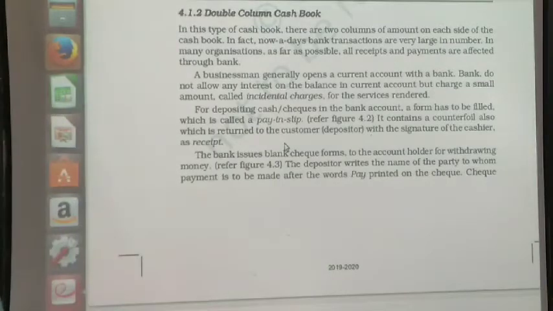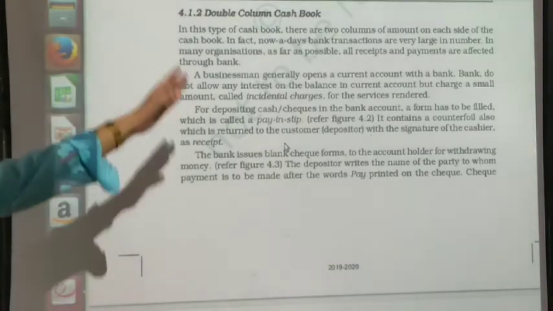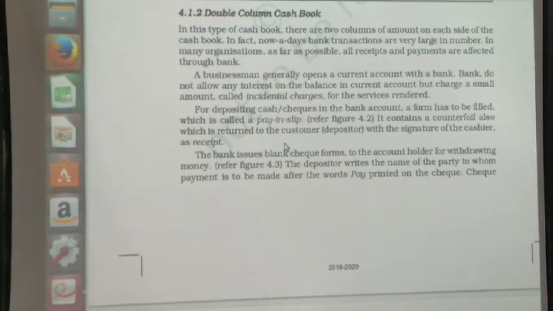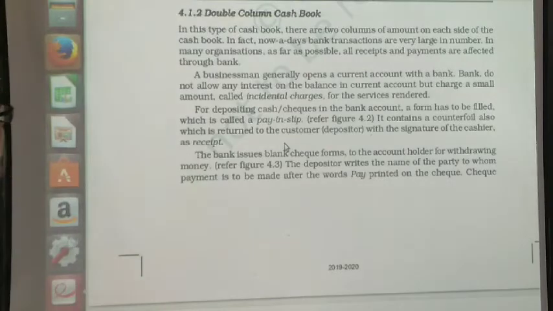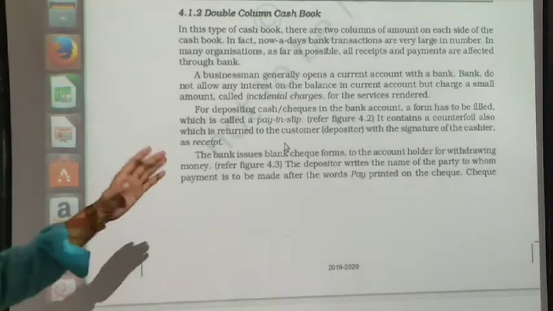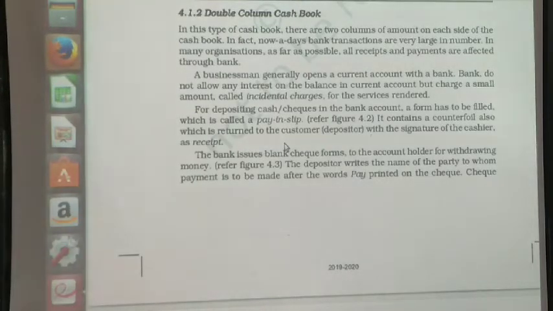In fact, nowadays bank transactions are very large in number, and many organizations, as far as possible, make all receipts and payments through the bank. A businessman generally opens a current account with the bank. The bank does not allow any interest on the balance in a current account, but charges a small amount called incidental charges for the services rendered.